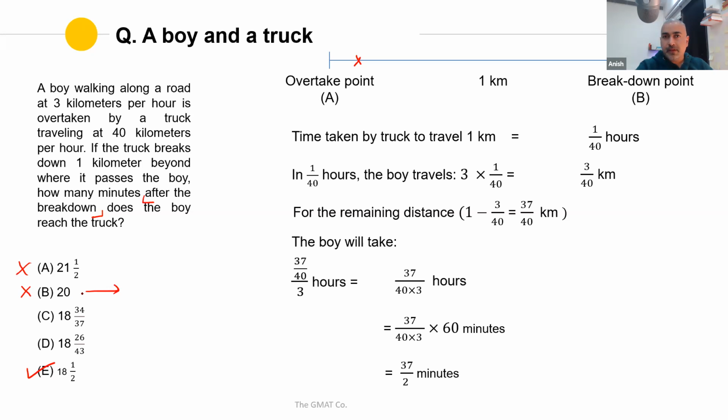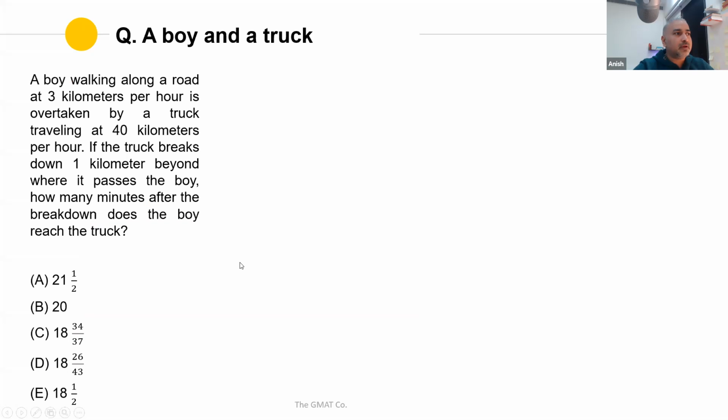All right, I'll discuss one more way to get to the answer here, and then in case you guys have any questions, we'll take them up. Same question. Now, before we get into solving any equations, let's just understand what's happening. What time do we need to figure out? So the truck passes the boy. After passing, the truck travels for 1 kilometer, breaks down. While the truck is traveling that 1 kilometer, the boy is walking also, right? From the point when the truck broke down, now how much longer will the boy take to reach the breakdown point? That's what we have to figure out.